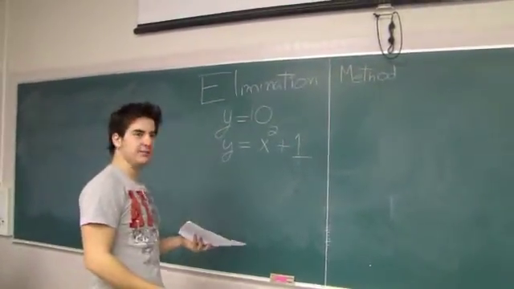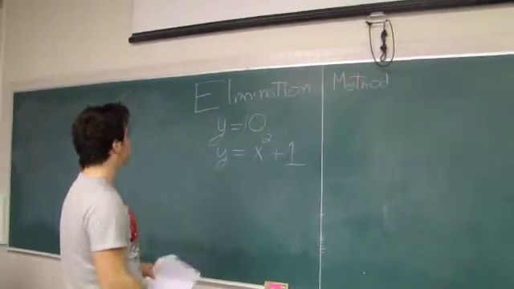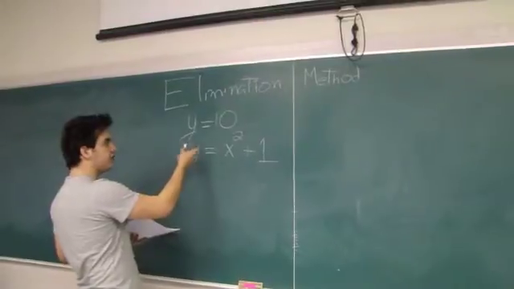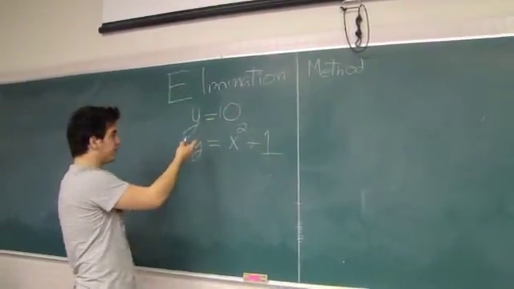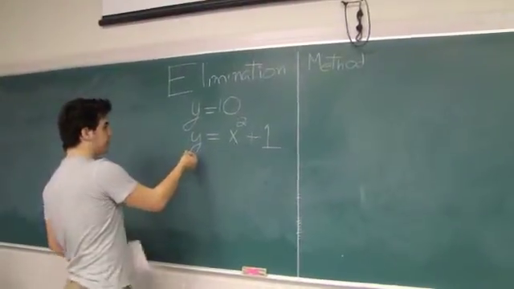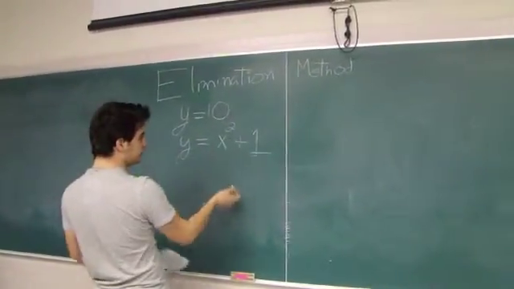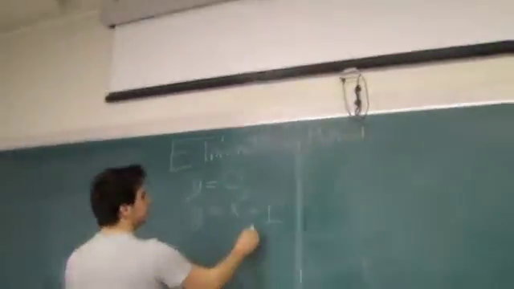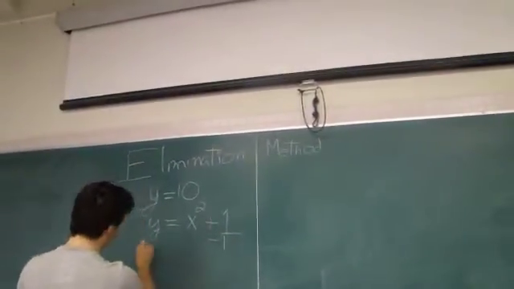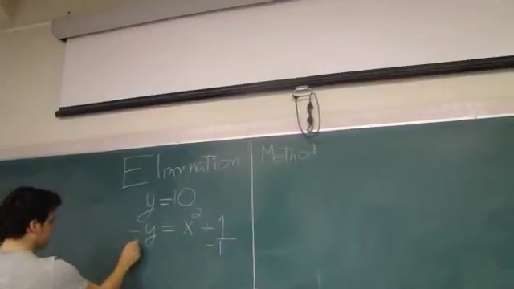I'm going to explain the elimination method. Here we already have y equals 10. We know the value of y in this problem is 10. Here we have y equals x² plus 1. We're going to change sides, 1 to here.